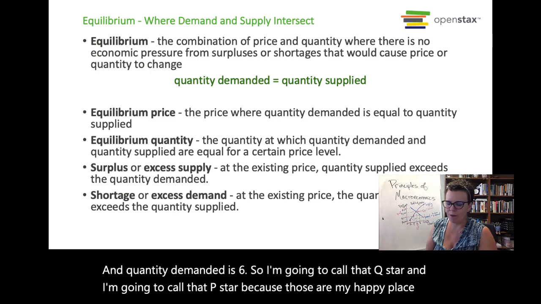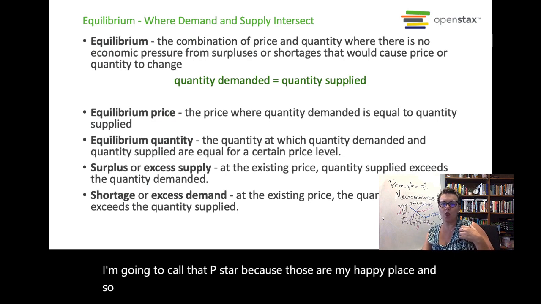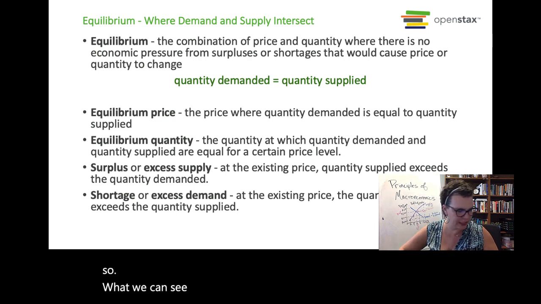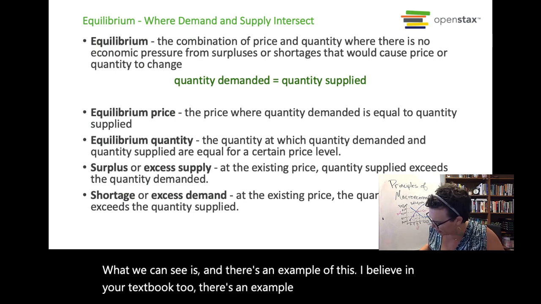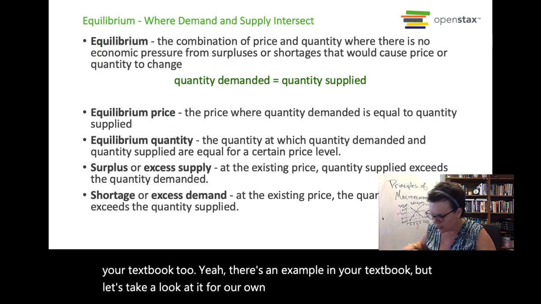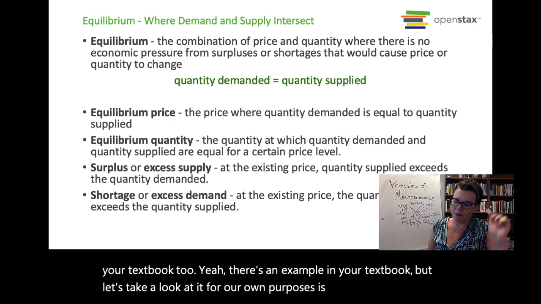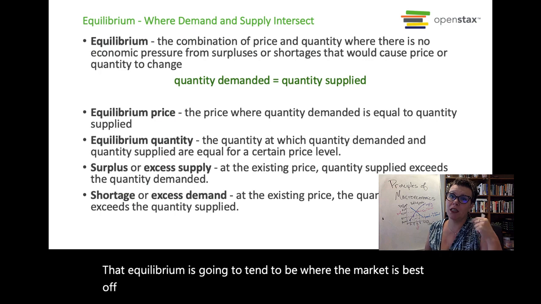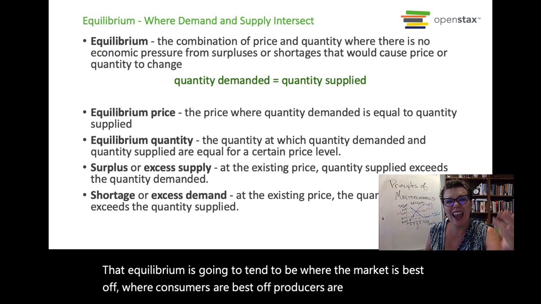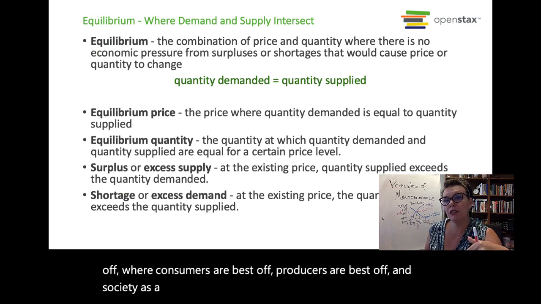So I'm going to call that Q star and I'm going to call that P star because those are my happy place. And so what we can see is, and there's an example of this in your textbook too, but let's take a look at it for our own purposes, that equilibrium is going to tend to be where the market is best off, where consumers are best off, producers are best off, and society as a whole is best off because there's no pressure to change.